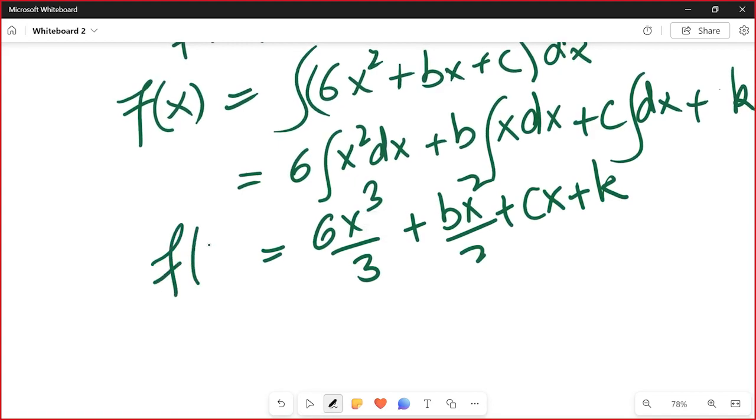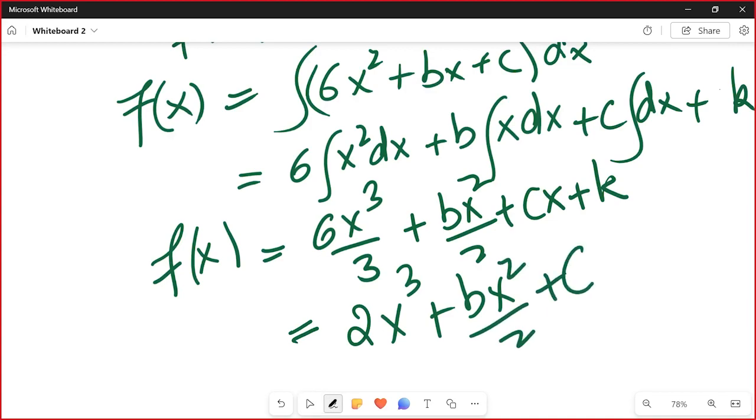This is f(x). Would we not further simplify the first part to make it 2x cubed? You know where it says 6x cubed over 3? Yes, we would simplify it. It becomes 2x cubed plus bx square over 2 plus cx plus k. And this is our y. This is a little tricky now.